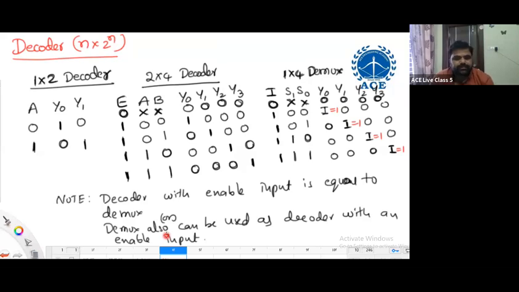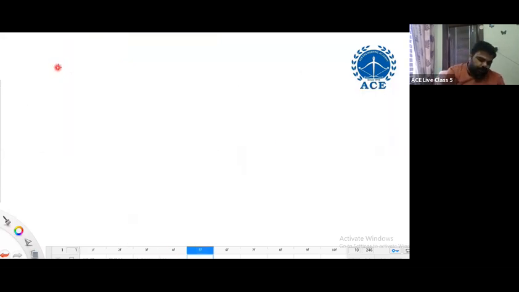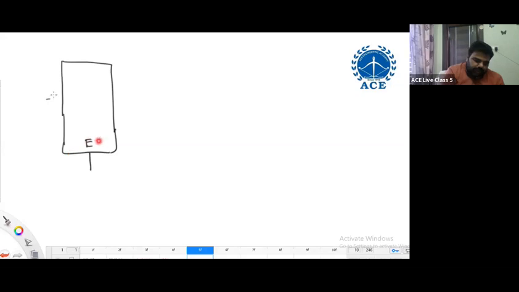So what we are understanding here: instead of E, we have I. Instead of AB, we are using S1, S0, and all the outputs are the same. Then whatever functions we have observed on the demultiplexer can be applied in understanding the decoder. Already we have seen the demultiplexer. Now let me write a 2 to 4 decoder. Whatever I is there becomes the enable signal. Whatever S1, S0 were there become A, B.